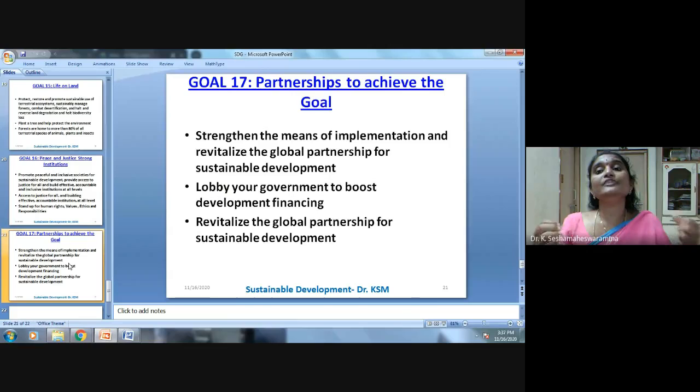Strengthen the means of implementation and revitalize the global partnership for sustainable development. An individual may not get sustainable development. With unity, with coordination only, we can get sustainable development. With partnership only, we can get sustainable development. Lobby your government to boost developmental financing and revitalize the global partnership for sustainable development. This is a very, very important goal in respect of all 17.